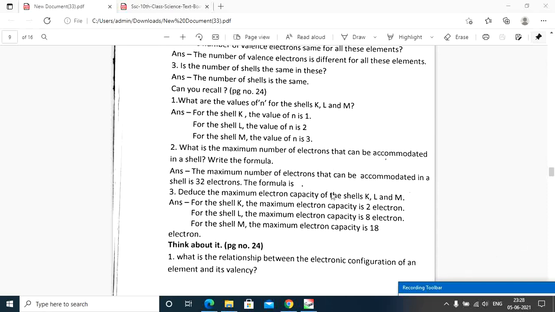Deduce the maximum electron capacity of the shell. So you have to define the capacity for each shell, K, L and M.